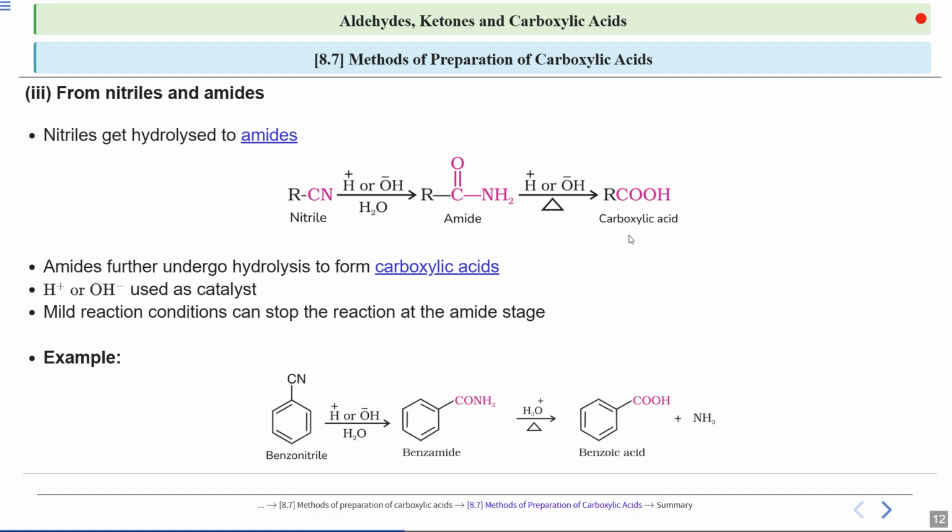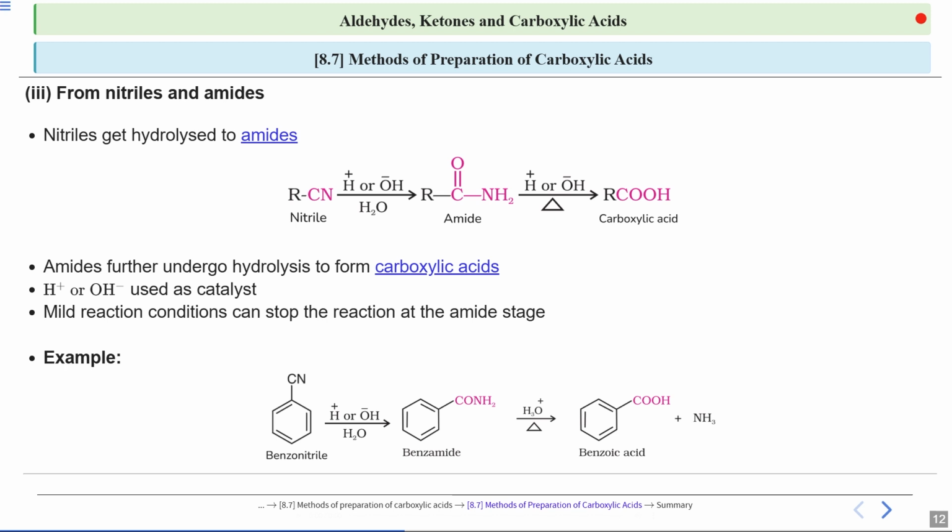If you look at this particular example, you have benzonitrile, that is a CN group, a nitrile group attached to a benzene ring. When you hydrolyze it with H plus and OH minus ions, you get benzamide, which is an amide. So this benzamide has an amide group. And when you further hydrolyze this amide, you get a carboxylic acid, which is benzoic acid, and ammonia is liberated as a side product.